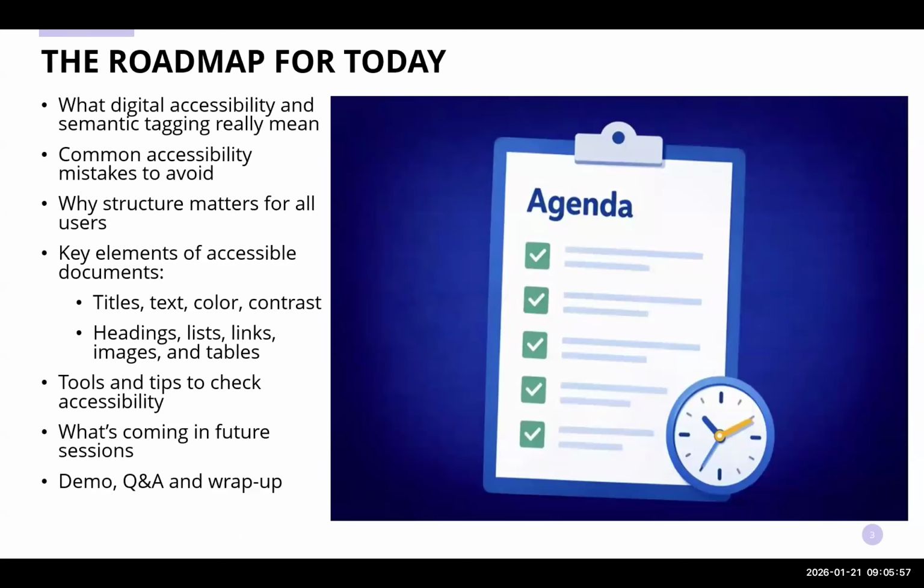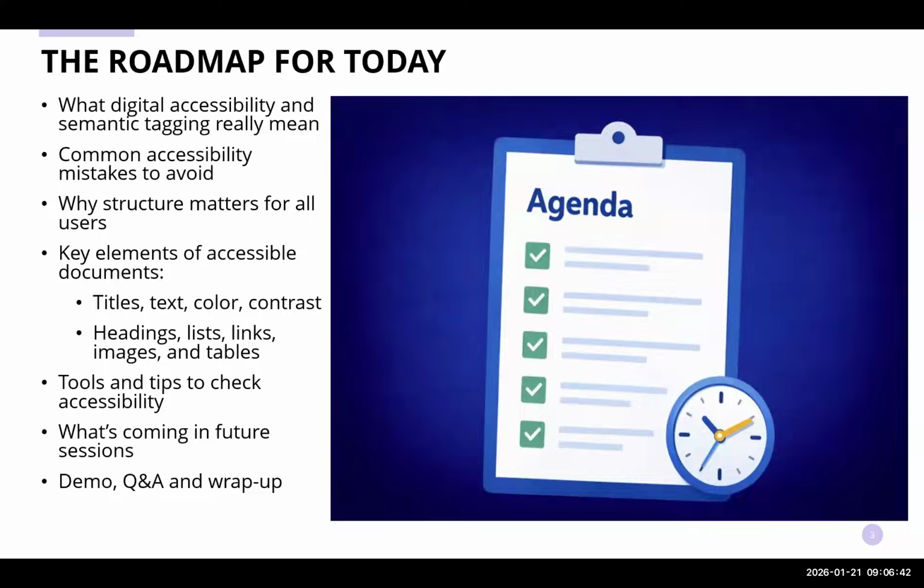Let us now take a quick look at what we'll be covering together today. First, we are going to demystify what we mean by semantic tagging. I'll try to keep the jargon to a minimum and focus on what it looks like in real everyday work. Whether you're teaching, supporting courses, or creating campus content, it will help you. Then we will look at some of the most common accessibility potholes, those small, well-intentioned things that we all do and which can accidentally create a dead end for someone using assistive technology. From there, we will get into the real substance of accessible documents.